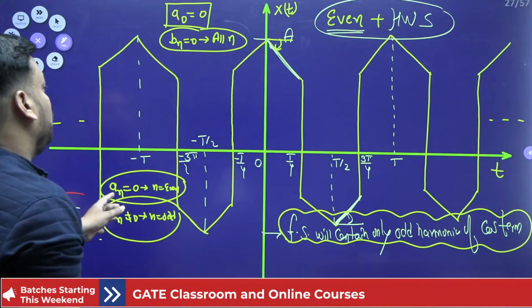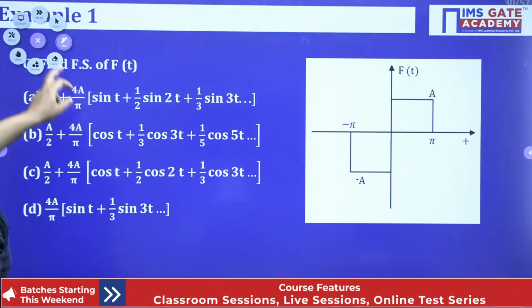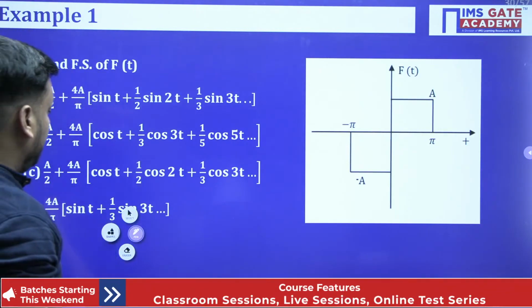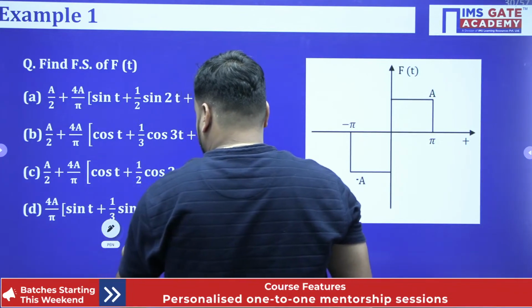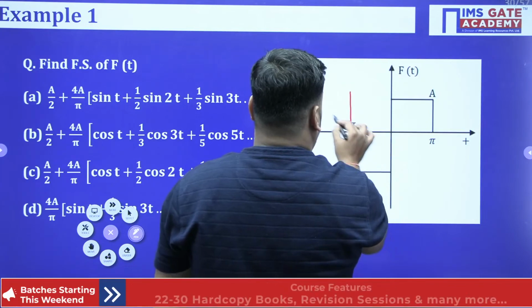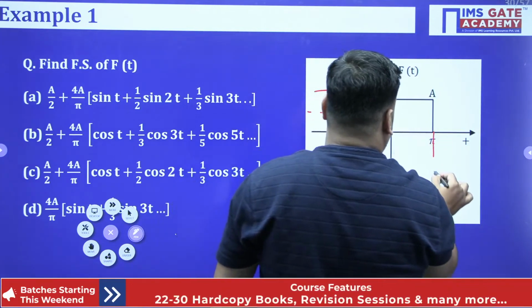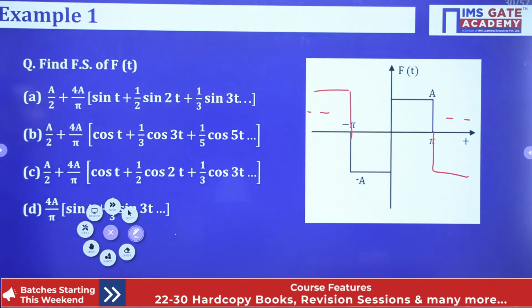Now it's time to solve some GATE questions. The condition we have completed. Now tell me guys which option is correct directly. Can you eliminate any options? It is a continuous signal. Can you please tell me which option is correct? Can you eliminate 3 options?